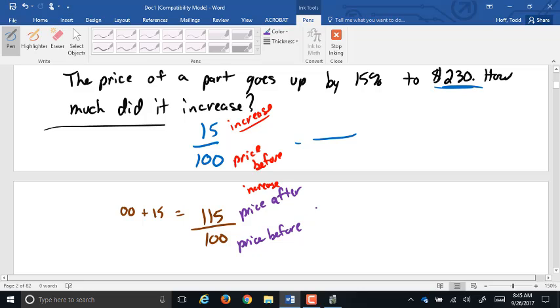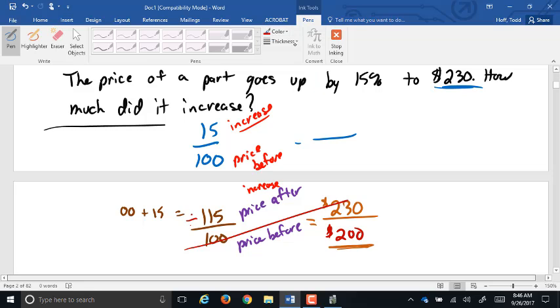Do we have either of those amounts? Yes. The 230 is the price after the increase. Now this is going to give us the price before. Is that what we're looking for? No. Can it help us find what we're looking for? Yes, it will. So we cross multiply and divide. 100 times 230 divided by 115 is 200 bucks.